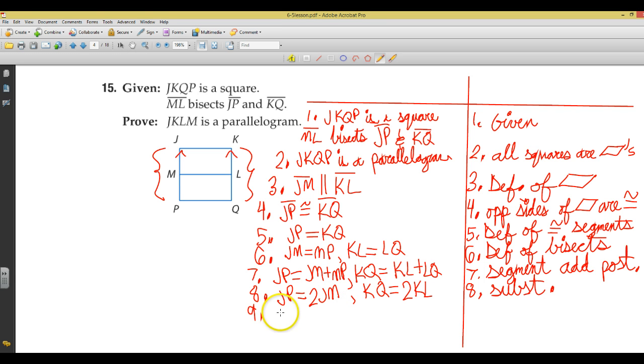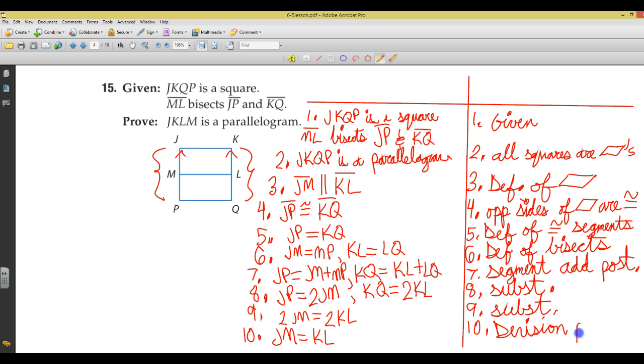And so once again by substitution, we would have 2JM is equal to 2KL because we know that JP and KQ are equal to each other, so we can substitute this in place of JP and this in place of KQ. And by the division property of equality, we can divide both sides by 2. And by the definition of congruent segments, therefore we can say that KL is congruent to JM.